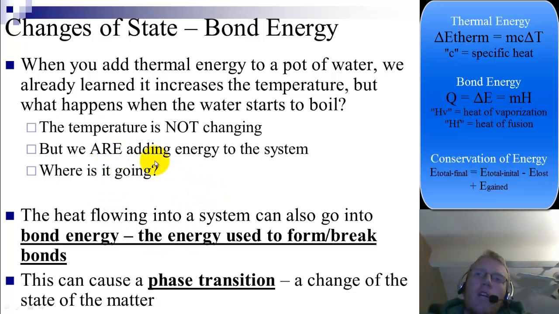Okay? And how can you tell that bond energy is involved in your problem? Of course, there's going to be an indicator. Phase transition. So anytime you have either all of the object or part of the object undergoing a phase transition, that means either melting, vaporizing, solidifying, or condensing, those are the 4 phase transitions, then you're going to have some kind of bond energy in your problem because you're having a change of state.